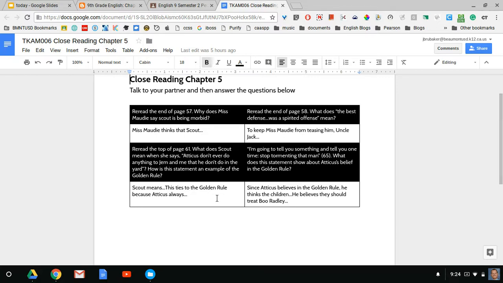Finally, another analysis of the golden rule. So Atticus tells the kids, "I'm going to tell you something and tell you one time. Stop tormenting that man," says Atticus to the kids. What does this statement show about Atticus's belief in the golden rule? So use these sentences below to explain how that's an example of the golden rule.